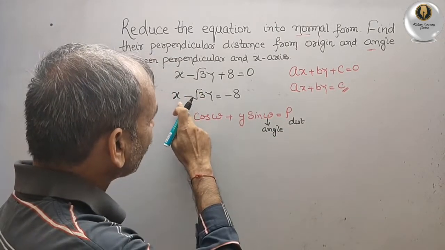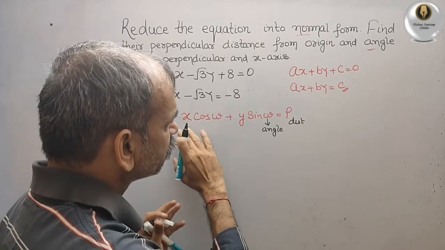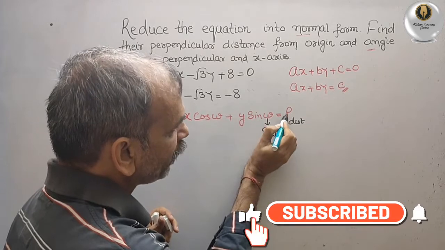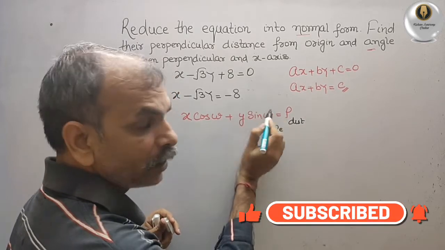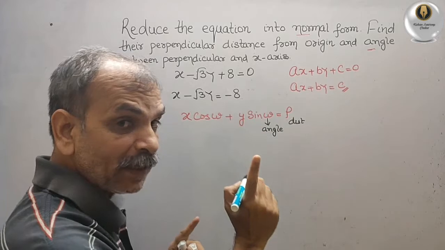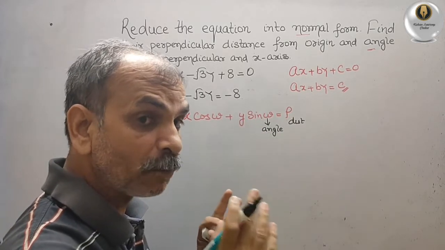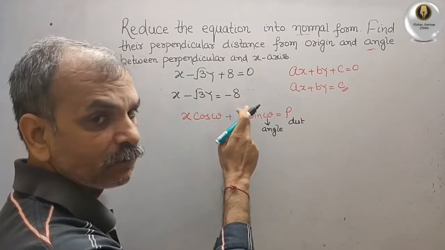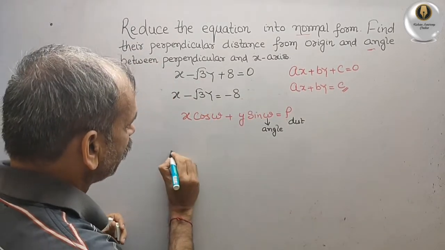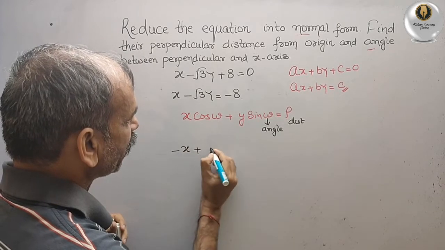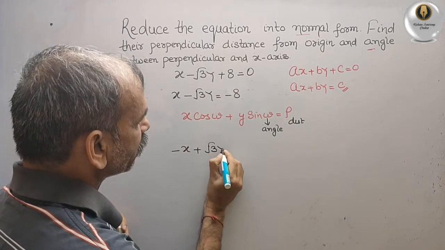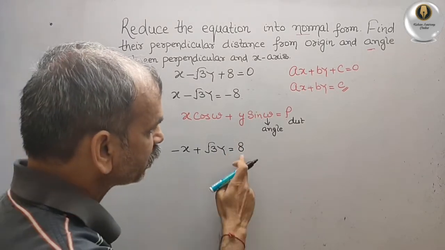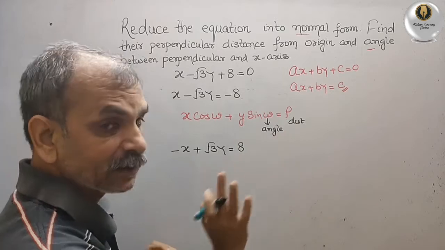Now we write this equation like this. We can see that p is minus 8 if you compare, but we know that our distance should not be negative. So we change the sign. Now our equation becomes minus x plus root 3y equals 8. Now it is a positive distance.